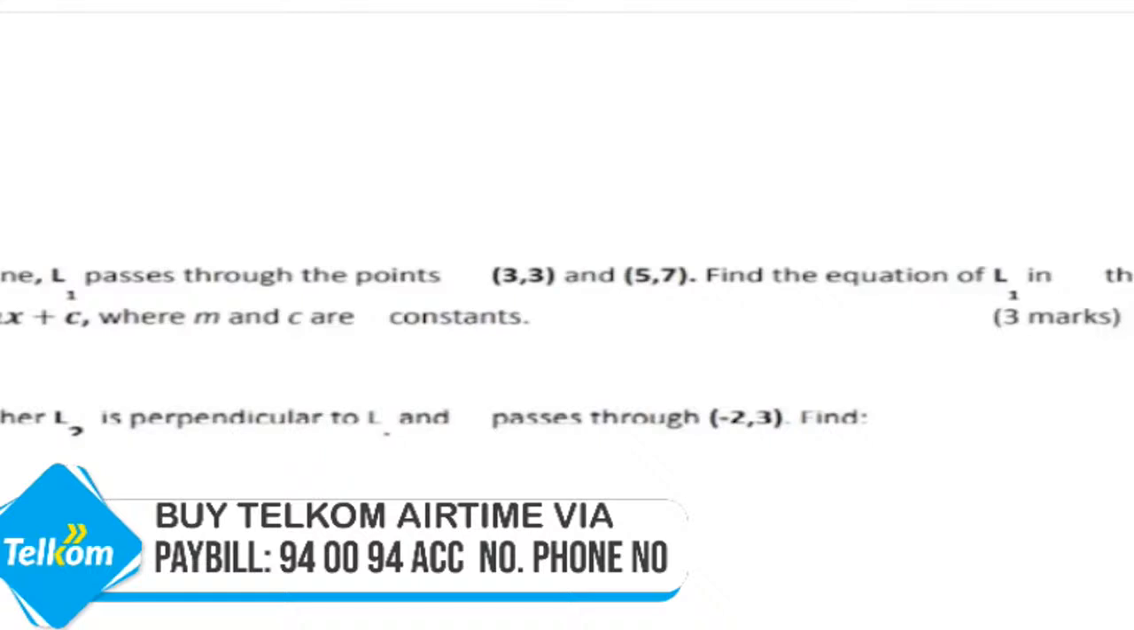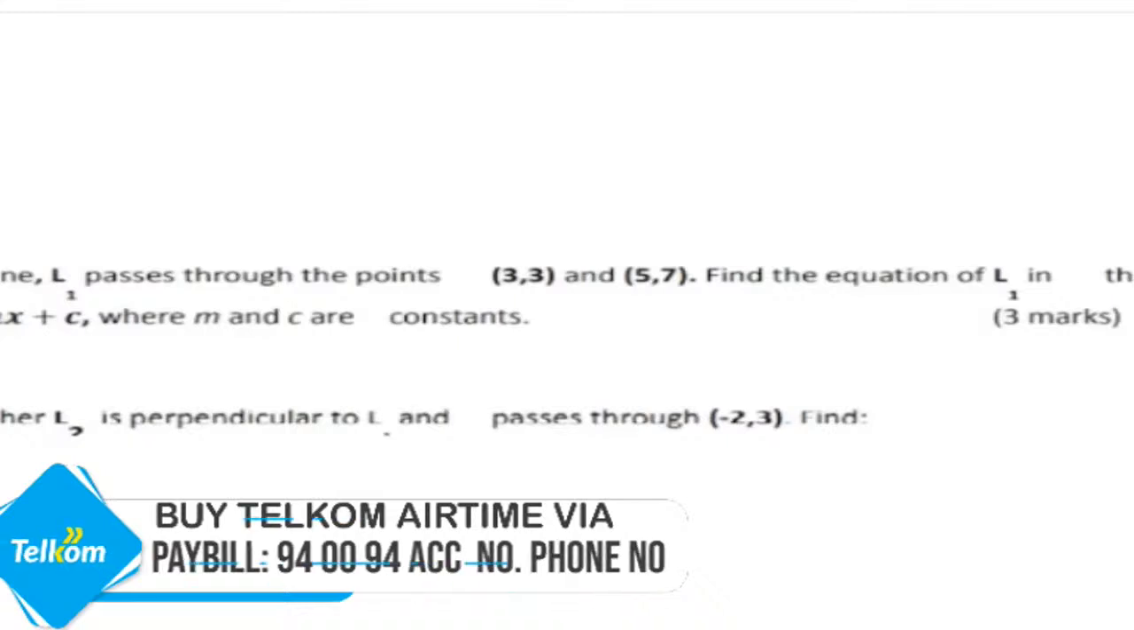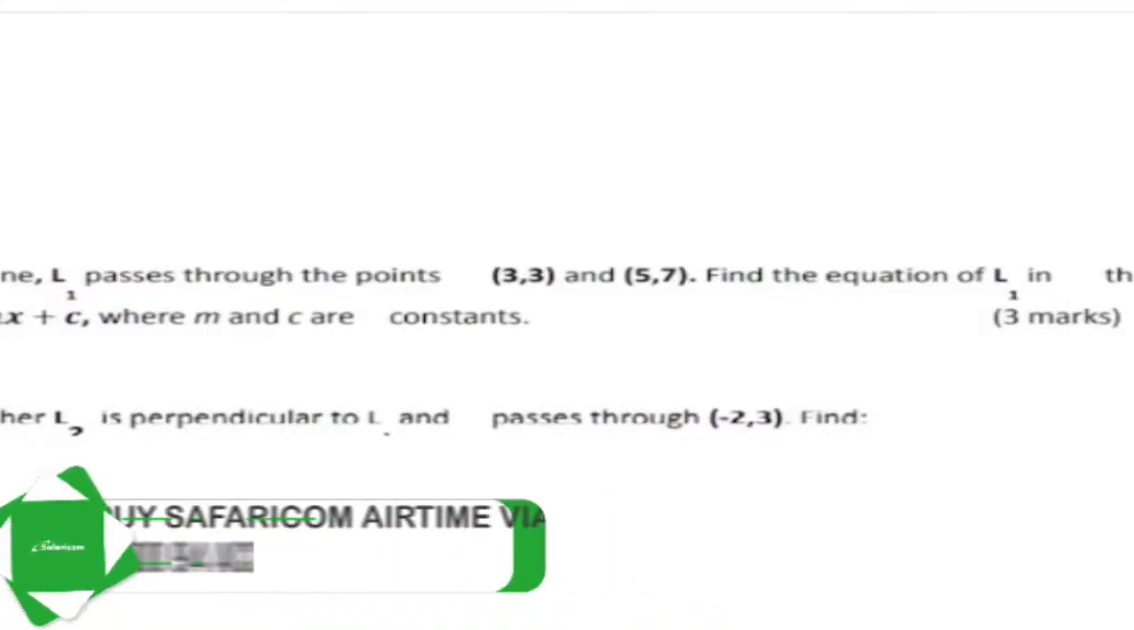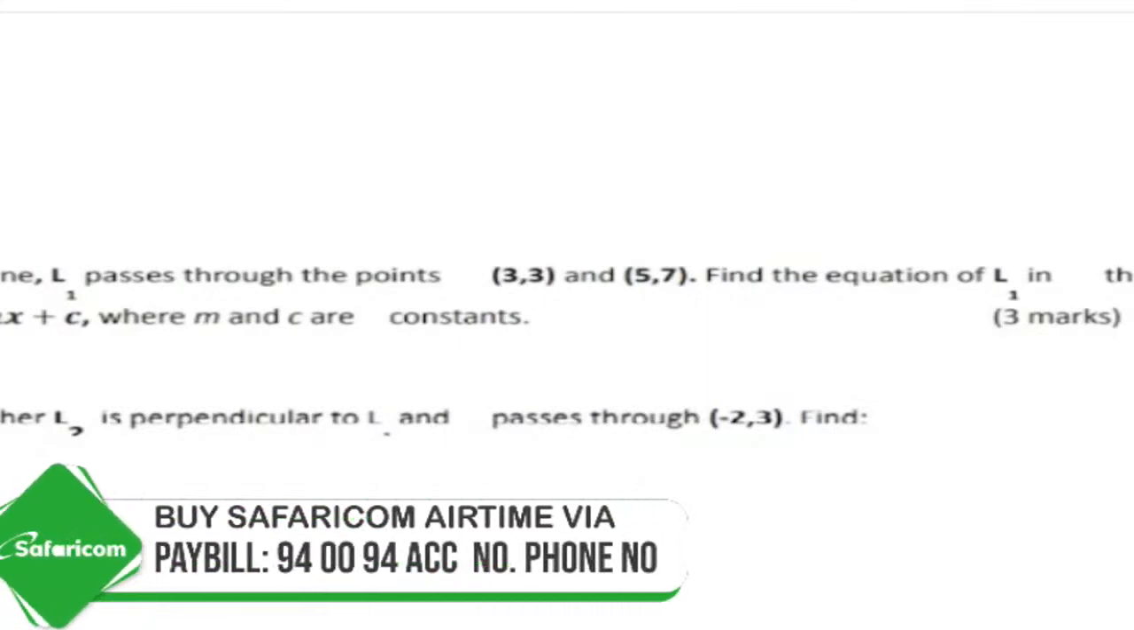When you want to find the equation of a line given 2 points, first find the gradient. Gradient equals change in y over change in x. This is the x value, y value, x value, y value. So 7 minus 3 divided by 5 minus 3 becomes 4 over 2, which is 2.